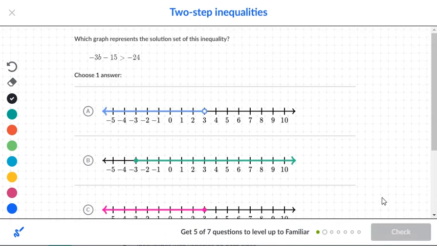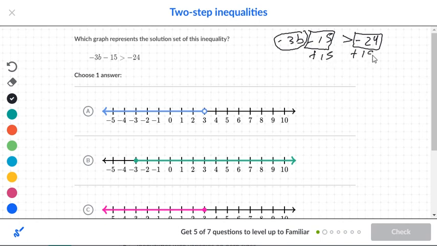Okay, now the next one, which graph represents a solution set of this inequality? So we're going to have to solve this down, and then look at the graph. So we have a negative 3b minus 15 is better than a negative 24. Because remember, wherever it opens up, that's better. Circle your letters, box your numbers. Go ahead and add 15 to both sides. So you get a negative 3b. Cross this out. This is a negative 9.